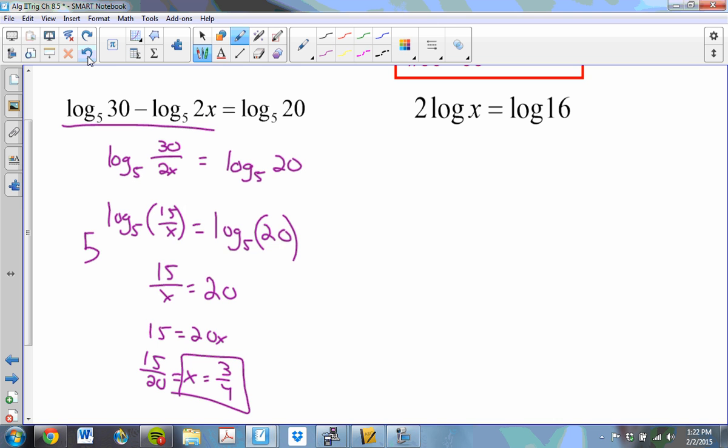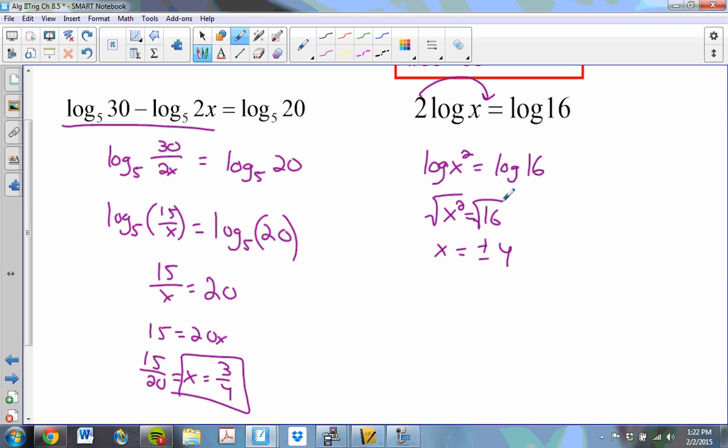So here it looks like we have just one log on both sides, but this 2 on the right is kind of ruining things. So instead, let me erase this real quick. Instead, we have to pull that 2 up as a power. So it becomes log of x squared equals log of 16. And now I can drop my logs. X squared equals 16. So x equals plus or minus 4 when I square root both sides. However, negative 4 isn't going to work as an answer. I can't do the log of a negative number. So my solution is just x equals 4.